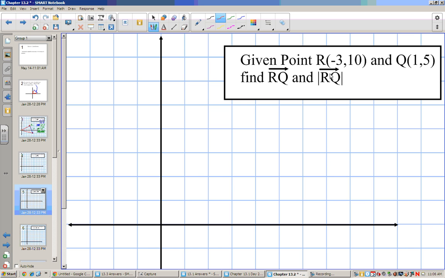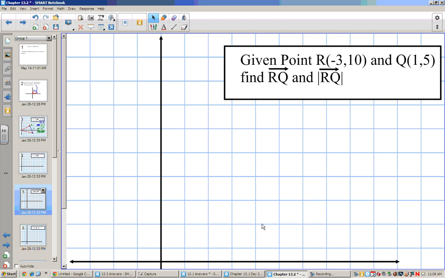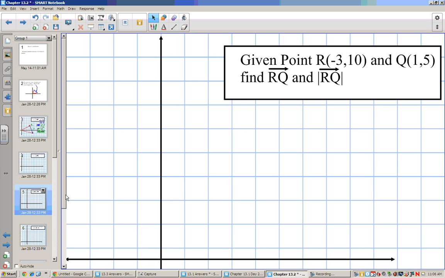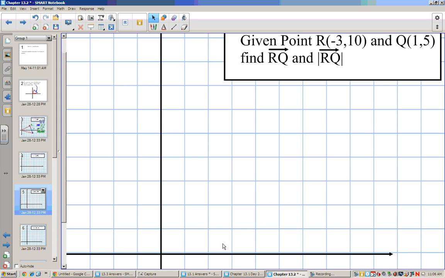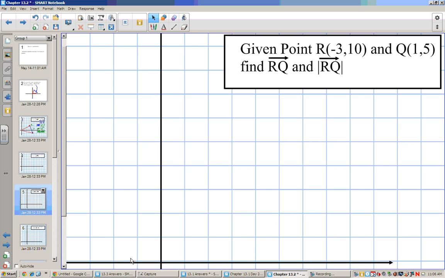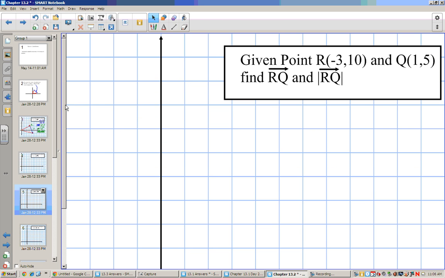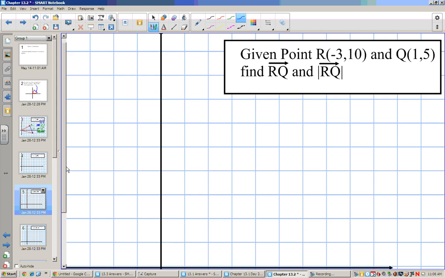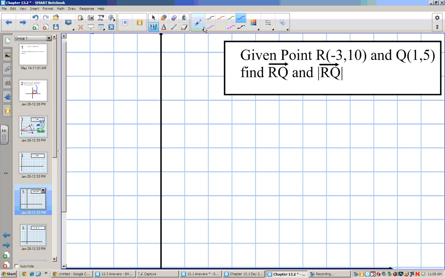So we have R at 3, negative 10, or 3, positive 10. Now I see why this was so low. Negative 3, positive 10: 1, 2, 3, and we're going to go up 10. 1, 2, 3, 4, 5, 6, 7, 8, 9, 10. So at the very top, we have this. Oh, that's pretty big. I guess I could have probably picked an easier number, but here's where we're at. So there's my vector R.